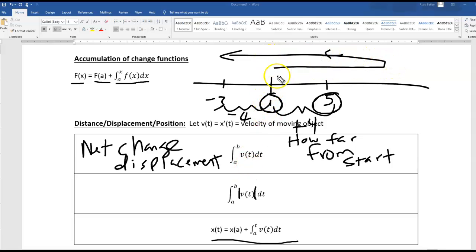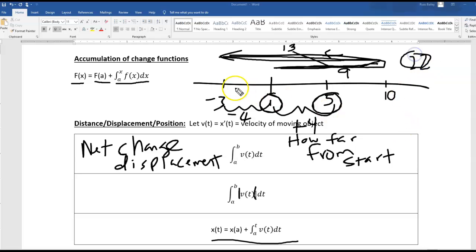It just puts it distance only. So now, instead of telling you how far you are from your starting place, it tells you how much distance total you traveled. So let's say we went out up here to 10, right? If I'm going from 1 to 10, that's 9. And then if I go all the way back to negative 3, that's 13. And so my total distance would be 9 plus 13, which is 22.